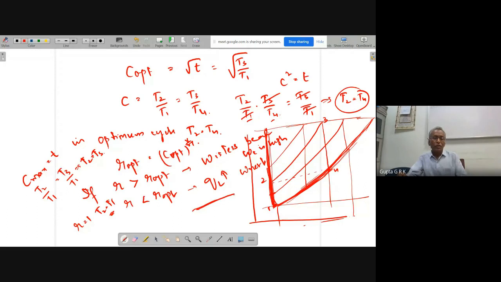So when you want to have the optimum one, T2 equal to T4. So usually our practical pressure ratios are somewhat less than this optimum pressure ratio. Because if the optimum pressure ratios are high, then there will be heavy machine. To withstand those high pressures, I should have heavy machine. So the practical pressure ratios are somewhat less than optimum.